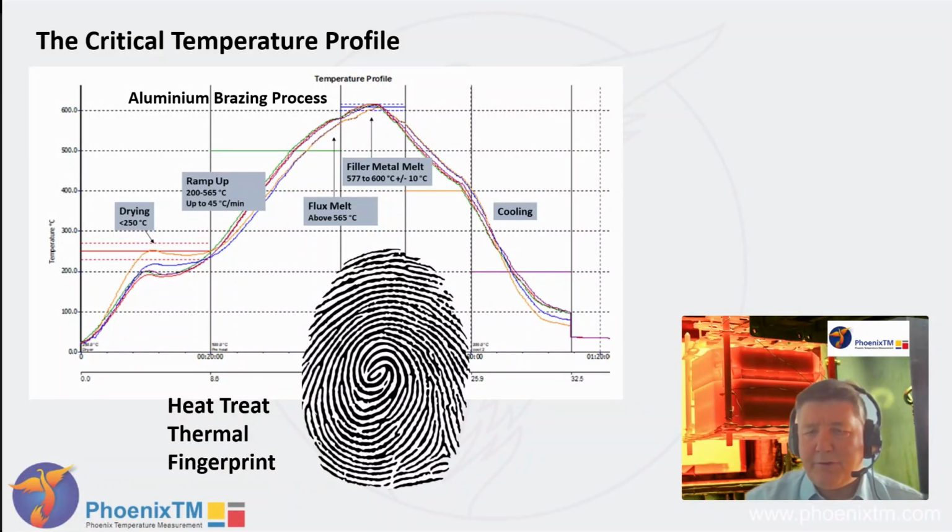The outcome of the temperature profile run through the furnace is what we refer to as the temperature profile, as you can see here. This is basically a temperature record through the process of what the product saw. It's really the thermal fingerprint of the process itself, and all the information is invaluable to understanding exactly what's happening to your product in the furnace.